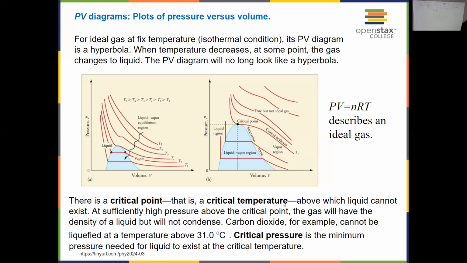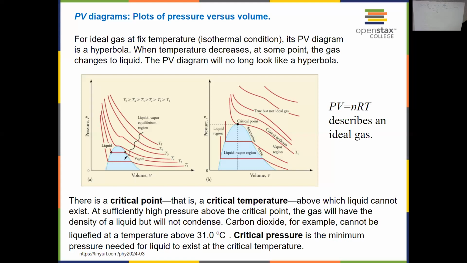One is called critical temperature, which means above which liquid cannot exist. Above a certain temperature, the material will be just in gas form. That temperature is called critical temperature. Similarly, for a particular pressure point, it is called critical pressure.